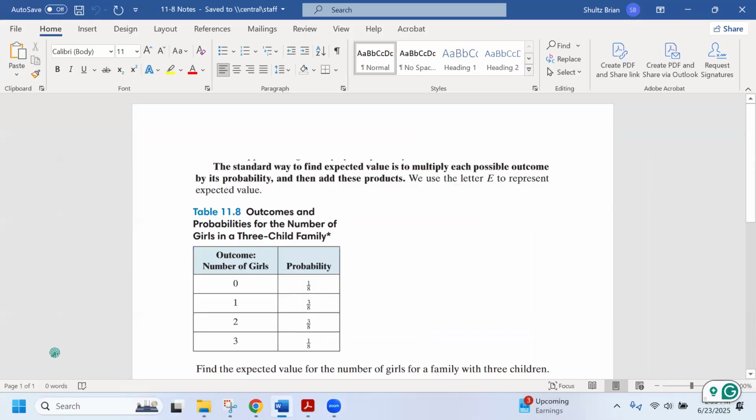Expected value. The standard way to find expected value is to multiply each possible outcome by its probability and then add these products. We use the letter E to represent the expected value. The outcomes and probabilities for the number of girls in a 3-child family: the number of girls being 0 is 1 out of 8.